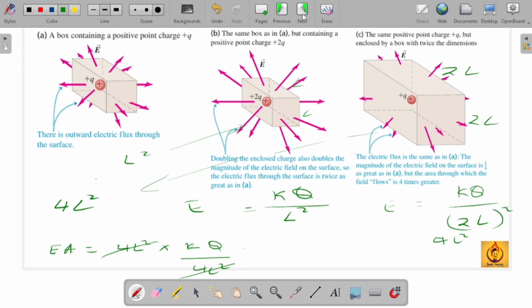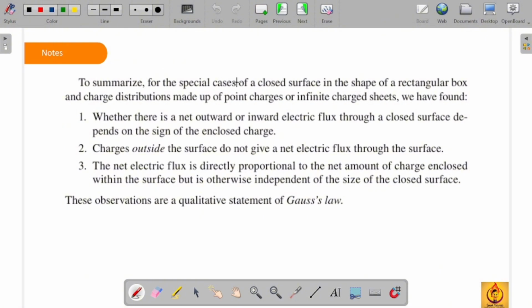Yes, sir. Right. So to summarize, we need to look into special cases. And these special cases say whether there is an outward or inward electric flux through a closed surface. It depends on the sign of the enclosed charge, like whether it's coming in or out. When it's positive, it's outward. When it's negative, it's inward.